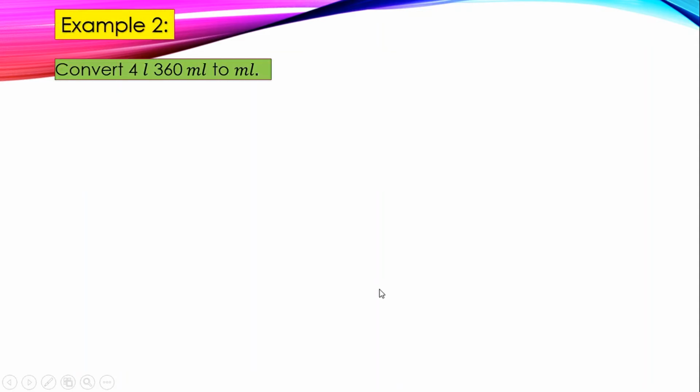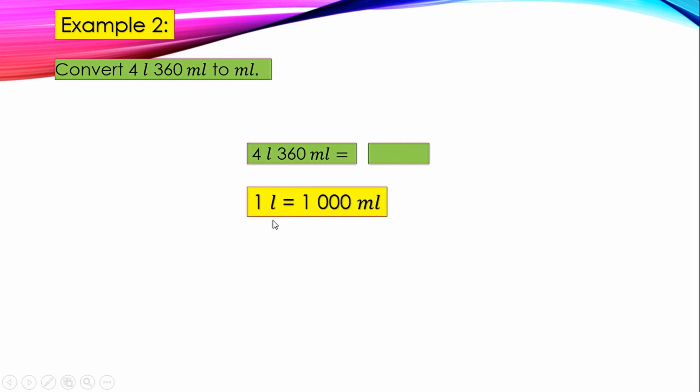We go to example 2. Convert 4 liter 360 milliliter to milliliter. Okay, now look at this. We still use 1 liter equal to 1000 milliliter.